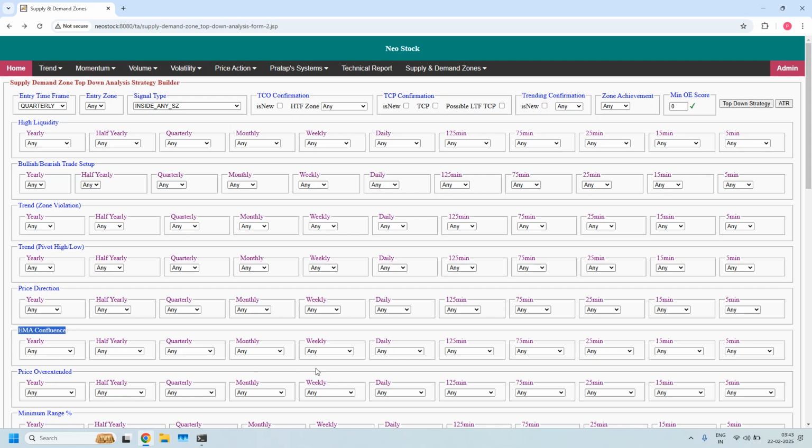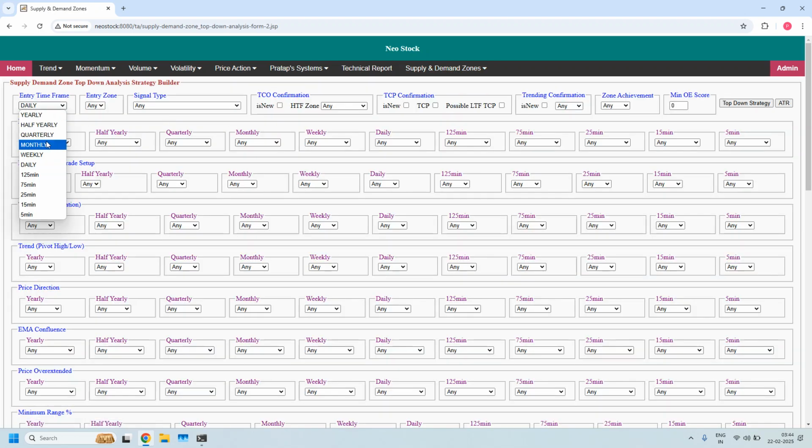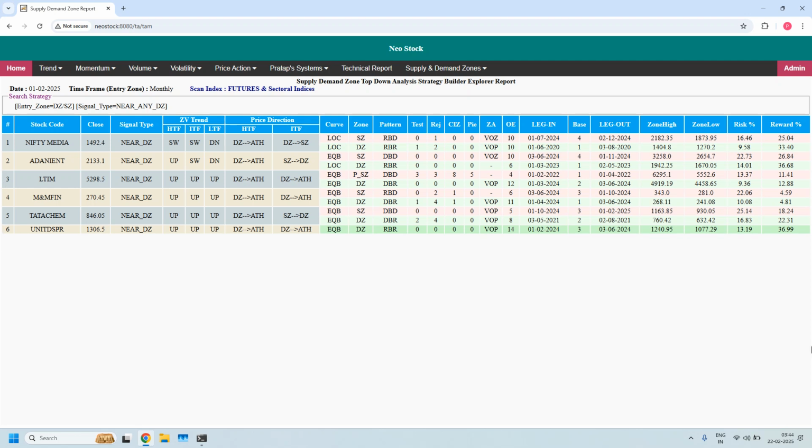So in the EMA Confluence at quarterly time frame, I am selecting the filter quarterly supply zone having quarterly EMA Confluence. And trend, no sideways are there, no need to set the trend. Now out of 4, 3 stocks are filtered. All these 3 stocks quarterly supply zones are having quarterly EMA Confluence. So this is about quarterly time frame. Next time frame is monthly. Stocks near monthly demand zone. We got 6 stocks.